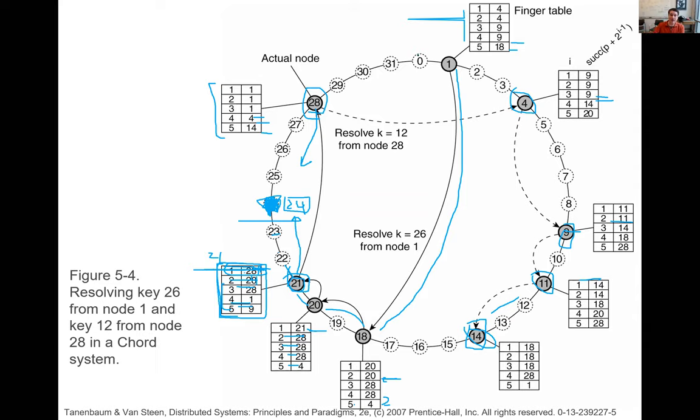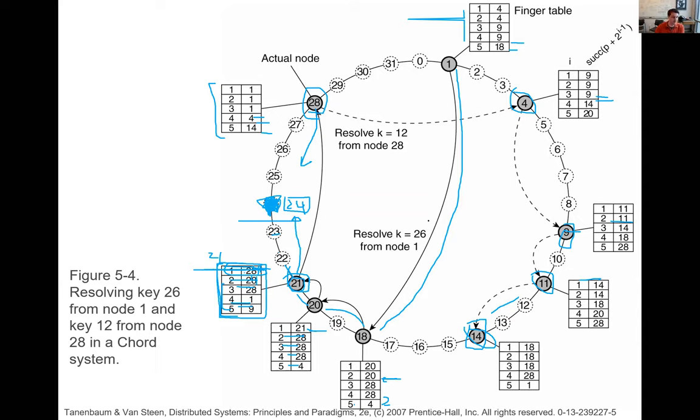Now, along the way, these might get out of date, as we pointed out. And if that happens, and if you do a lookup in your finger table, and you end up getting to a node that says, hey, wait a minute, I'm actually further away than I should be, you can always go back one level and try again and continue doing that until you get back to level one.